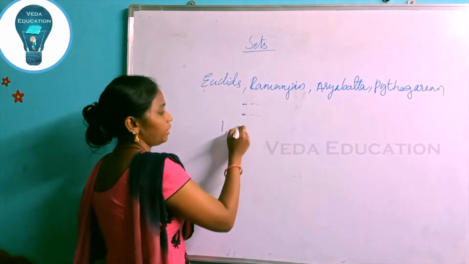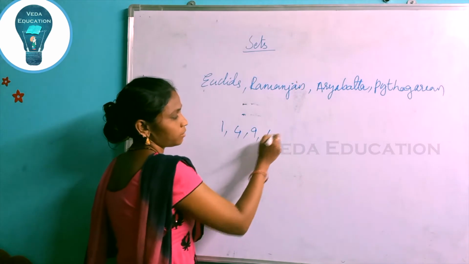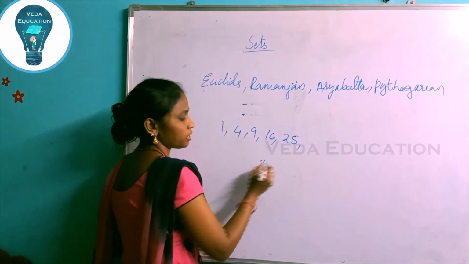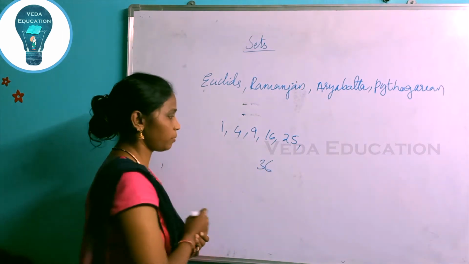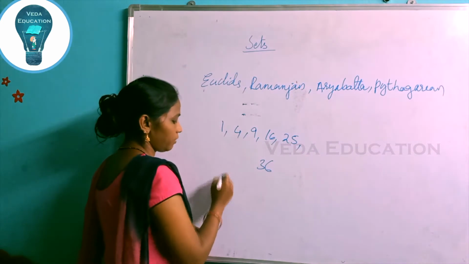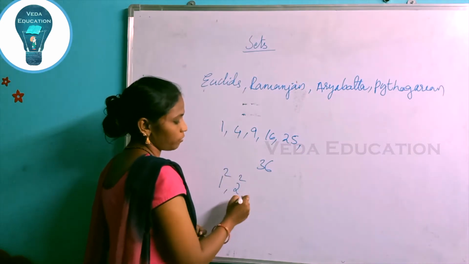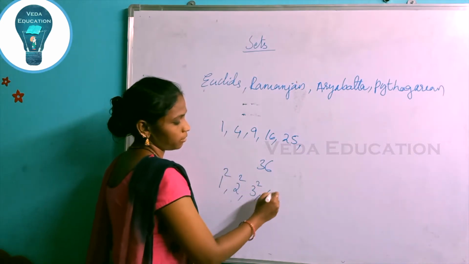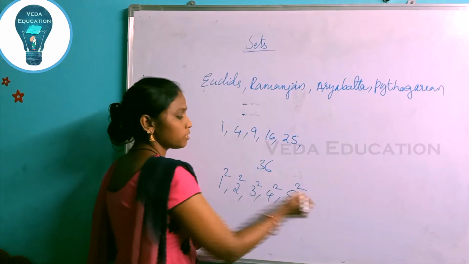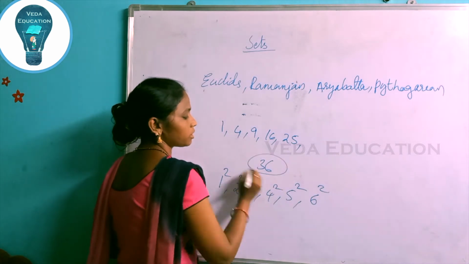And 1, 4, 9, 16, 25. What is the next number of this? 36. How can we say that this number is 36? Because these all numbers are squares of numbers. See here, 1 squared and 2 squared, 3 squared, 4 squared and 5 squared. So what is the next number? 6 squared. 6 squared is nothing but 36.